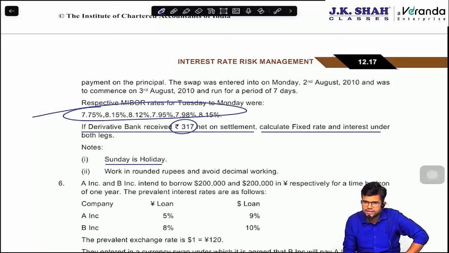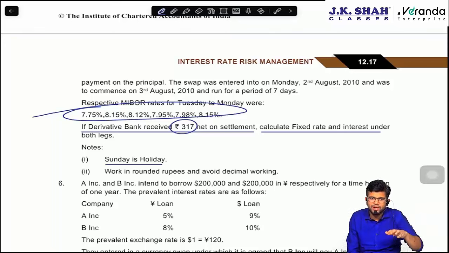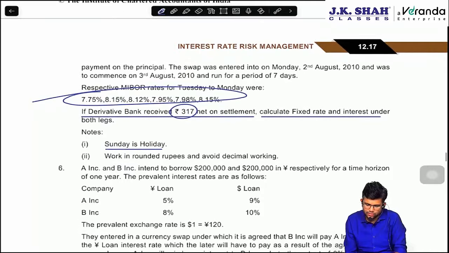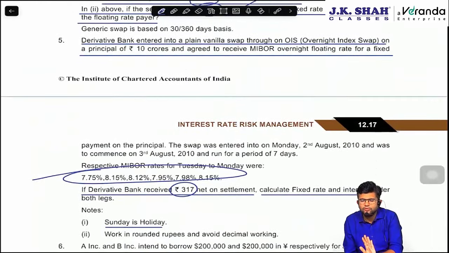Floating rates are given, but the fixed rate is not. It's an interesting question. The fixed rate is not given, but the settlement amount is given. You have to reverse calculate and find the fixed rate. But before that, there is something that I want you to understand. First tell me, are you paying floating or are you paying fixed?